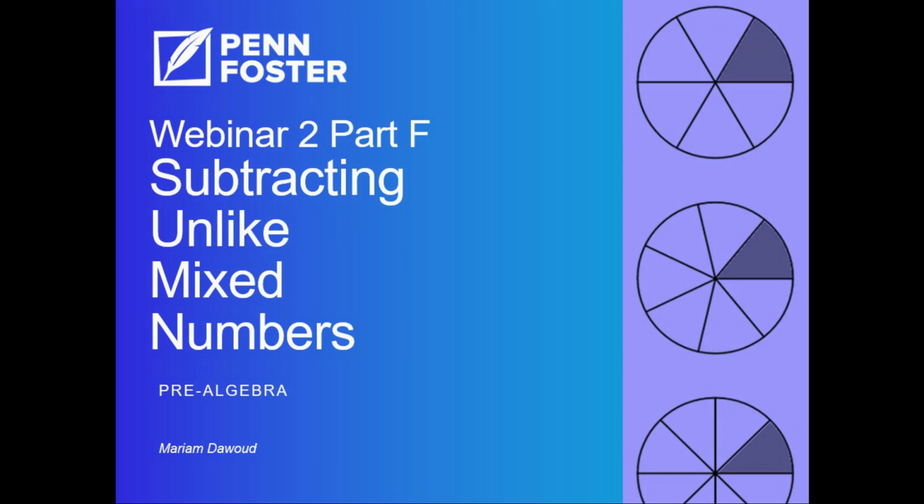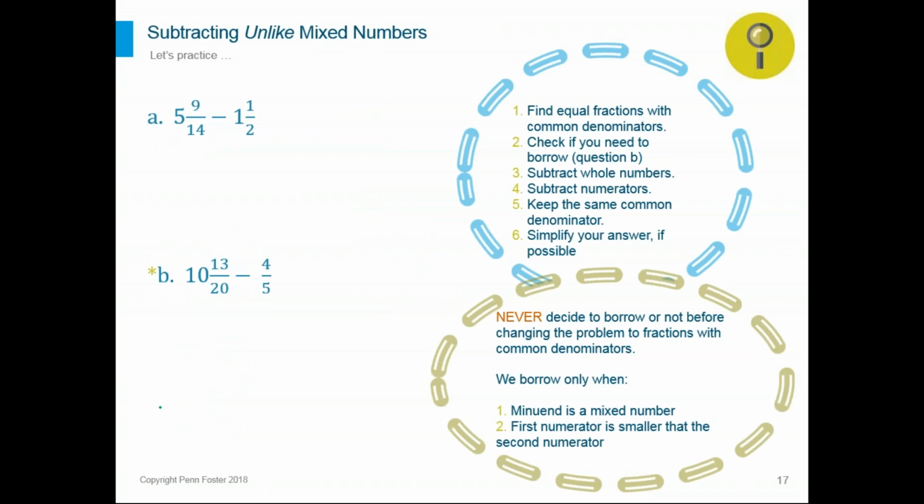Now we're going to do the same thing. The only difference is that we're going to subtract now. So these kind of problems are subtractions with unlike fractions. And we know by now that with mixed numbers being the first number appearing in our problem, we may have to borrow. So we have to keep an eye on what kind of problems we have and then decide whether we borrow or no. The first question, 5 and 9 over 14 minus 1 and 1 over 2.